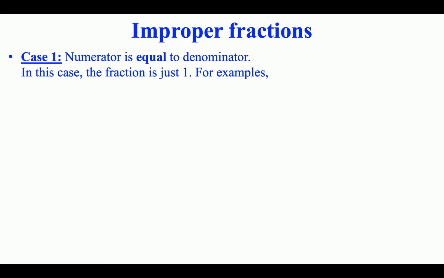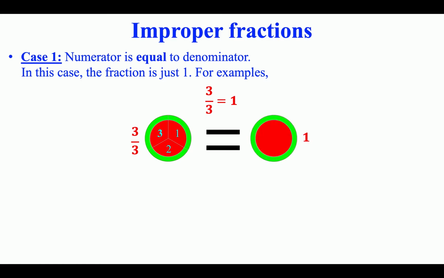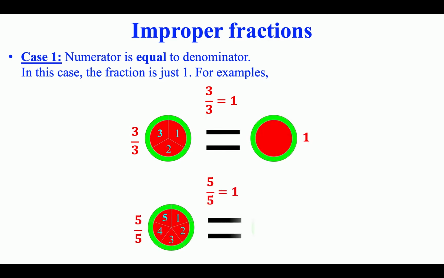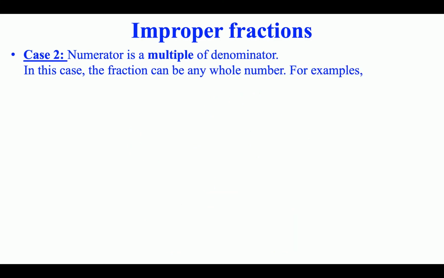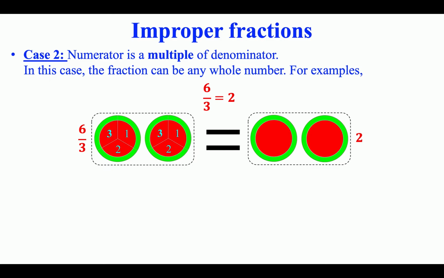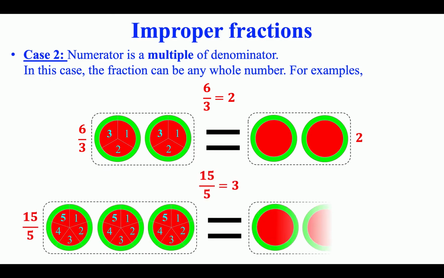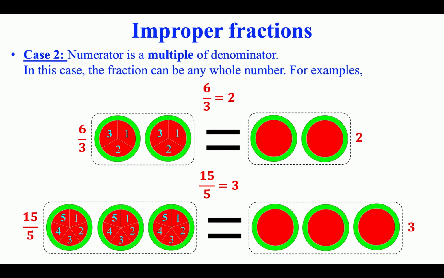Improper fractions. Case 1. Numerator is equal to denominator. In this case, the fraction is just 1. For examples, 3/3 equals 1. 5/5 equals 1. Case 2. Numerator is a multiple of denominator. In this case, the fraction can be any whole number. For examples, 6/3 equals 2. 15/5 equals 3.